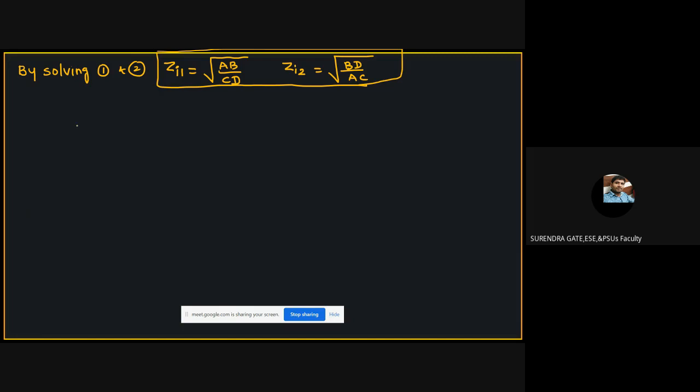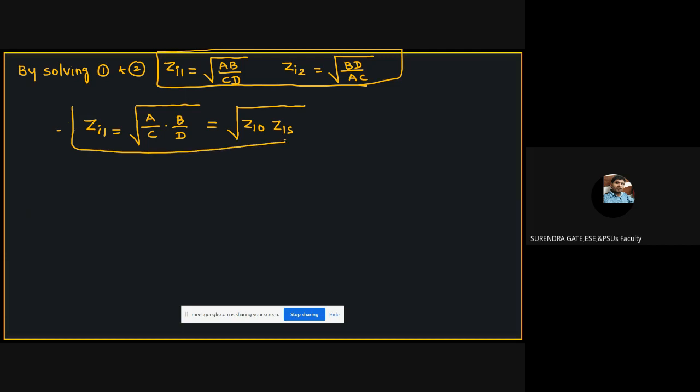Then shall I write like this, students? What is ZI1 equal to? Square root of A by C into B by D. But what is A by C in terms of open circuit and short circuit impedances? Z1 0. What is B by D? Z1S. That's why this is the image impedance in terms of open circuit and short circuit impedances. Five-star relations. These models are not framed yet, but you can expect them in future.